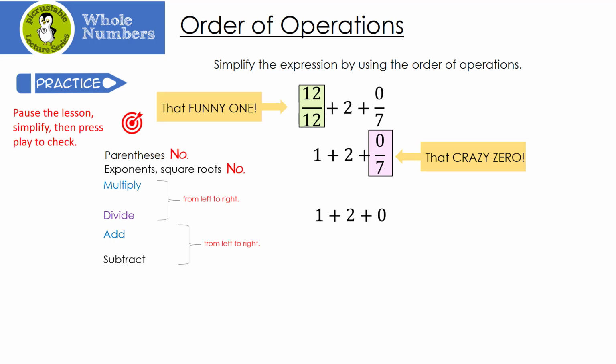Do we have any addition or subtraction? Yep, and we start from the left. 1 plus 2 is 3, and 3 plus 0 is 3. Awesome!